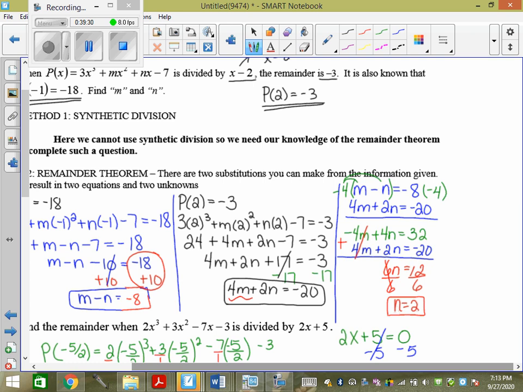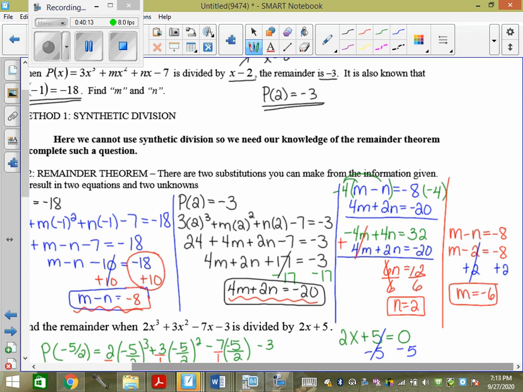Then I have to plug it back into either this equation or this equation to get m. I'm going to plug it into the first one because it's more simple. So I'm going to go m minus n equals negative 8. These are my 4 steps. m minus n equals negative 8. And then I'm going to go m minus 2 equals negative 8. Add 2. m equals negative 6. Once again, I could plug these in for m and n, and I could check and see if when I plugged in P of 2 equals negative 3, I got left side equals right side.